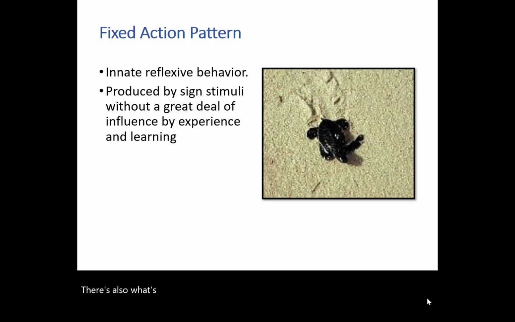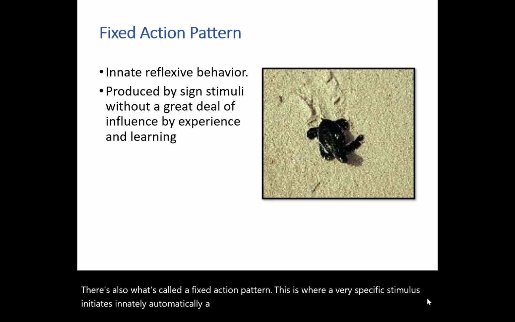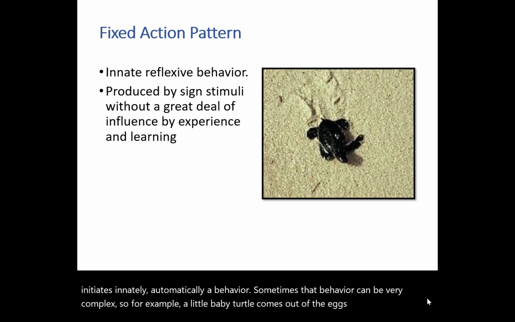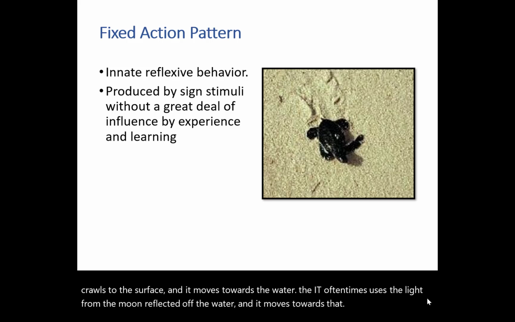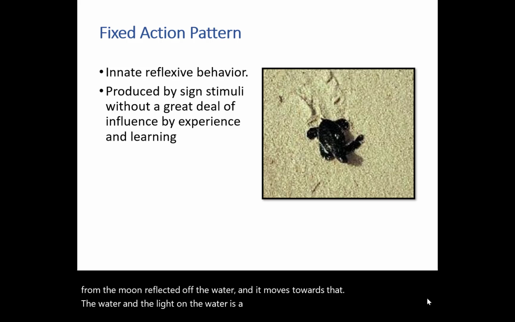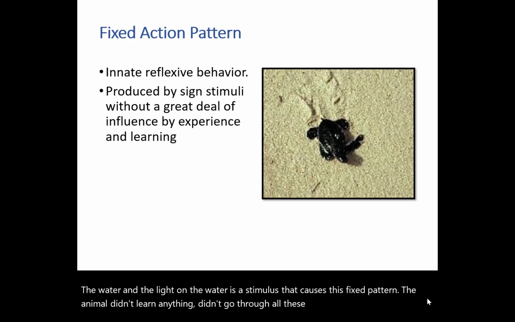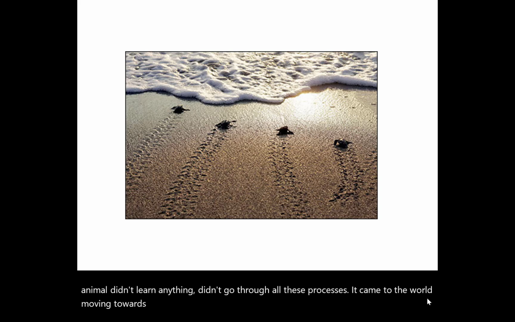There's also what's called a fixed action pattern. This is where a very specific stimulus initiates innately, automatically, a behavior. Sometimes that behavior can be very complex. So, for example, a little baby turtle comes out of the egg, it's deep in the sand, it crawls to the surface, and it moves towards the water. It oftentimes uses the light from the moon reflected off the water, and it moves towards that. The water and the light on the water is a stimulus that causes this fixed pattern. The animal didn't learn anything, didn't go through all these processes. It came to the world moving towards this light. Okay? And that fixed action pattern causes that behavior.